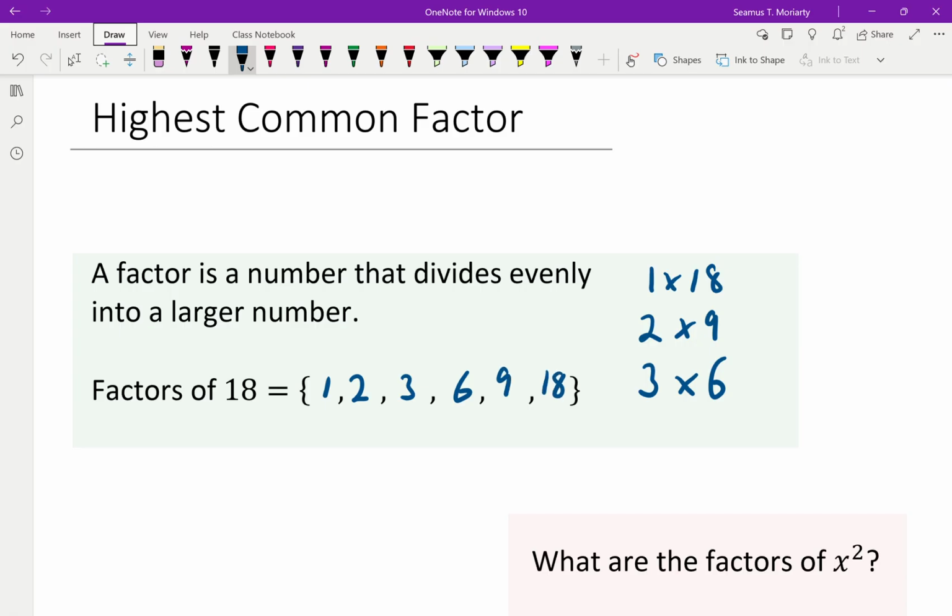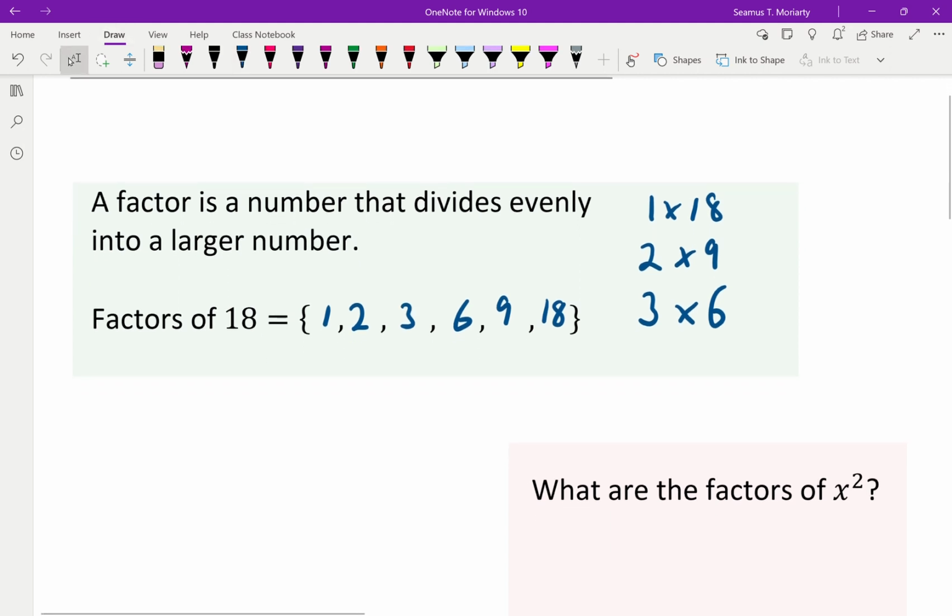What though are the factors of x squared? What numbers can we multiply together to give us x squared? Well, x multiplied by another x would equal x squared. So the factors of x squared are x times x.